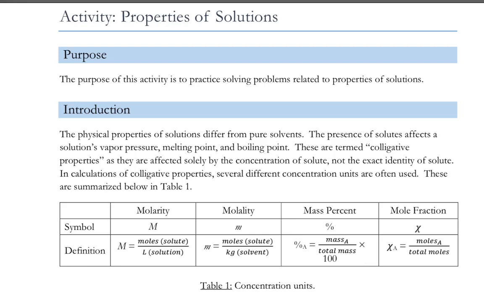mass times 100. The mole fraction, symbolized with that, looks like an X, chi, is for component A defined as the moles of A divided by the total moles. Often we don't multiply by 100. We keep it as like a decimal quantity.